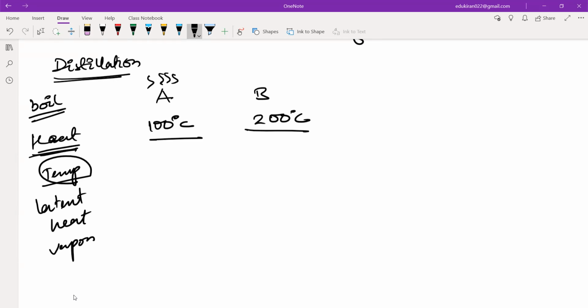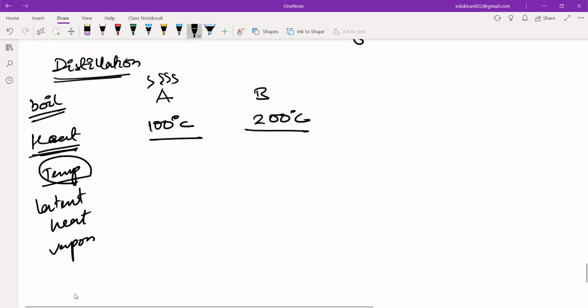Now slowly A will start to boil off, and A will be completely gone. When A is completely vaporized, then the temperature will start to increase. So the indication here is a rise in temperature from 100 to 110 or 120. That means all the A has been boiled off. And then we can turn off the heating, because we have already got the vapors of A, and the vapors of A will slowly condense and be collected as liquid.